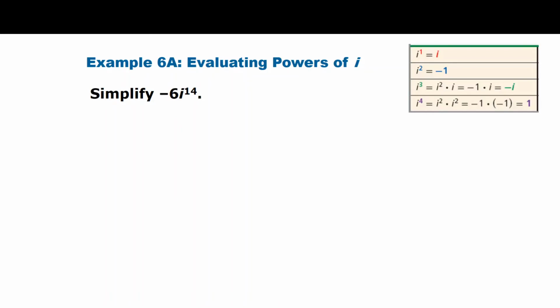Okay, here's an example. It says, simplify -6i to the 14th. I put my chart up here, but we're going to do it their way, and then I'm going to show you my way. Both ways are really good. It says rewrite i to the 14th as a power of i squared. So instead of i to the 14th, I have i squared to the 7th power. Remember that i squared is -1. So -1 to the 7th power, that's an odd number, so it's going to be -1.